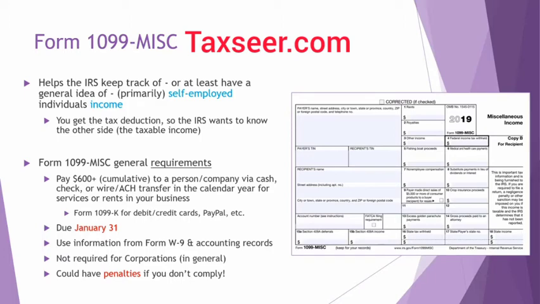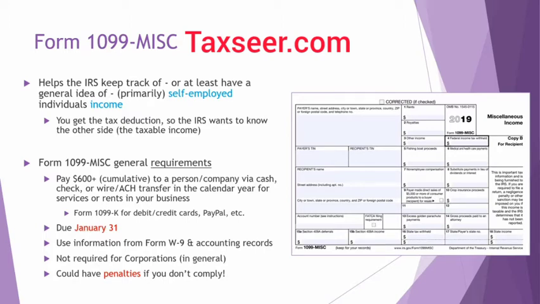Basically, if you're the payer, so you're the business that's paying a subcontractor, you get a tax deduction for that payment for services. Since you get a tax deduction, the IRS wants to know, hey, where's the other side, the taxable income? So this Form 1099 Miscellaneous helps them find that other side of the coin, the taxable income.